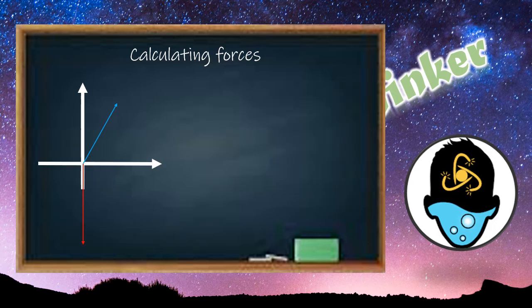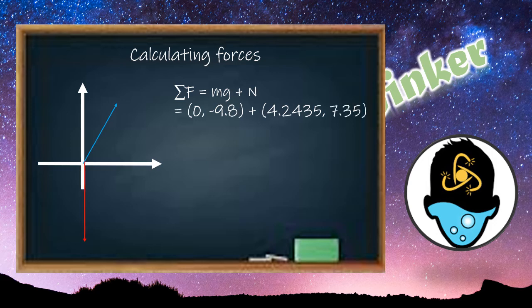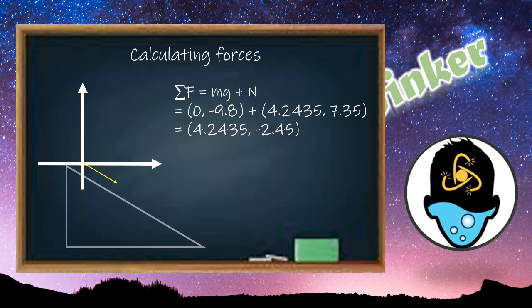Now we will sum up the forces. 0 minus 9.8 plus 4.2435 and 7.35 equals 4.2435 and minus 2.45, which looks like this. That is, the ball experienced an acceleration of 2.45 meters per second squared downwards and an acceleration of 4.2435 meters per second squared to the right. Is that angle familiar to you? Exactly. See how simple it is?